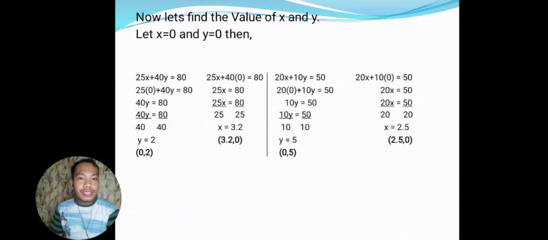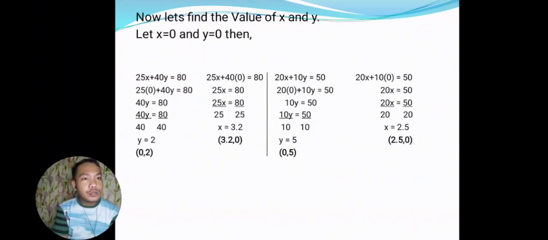Now let's proceed to our next constraint. We have 20x plus 10y. So let's just substitute the value of x equal to 0. So 20 times 0 plus 10y is equal to 50. So 10y is equal to 50. We will divide both sides by 10. So y is equal to 50 divided by 10, which is 5. So our first coordinate would be (0, 5).